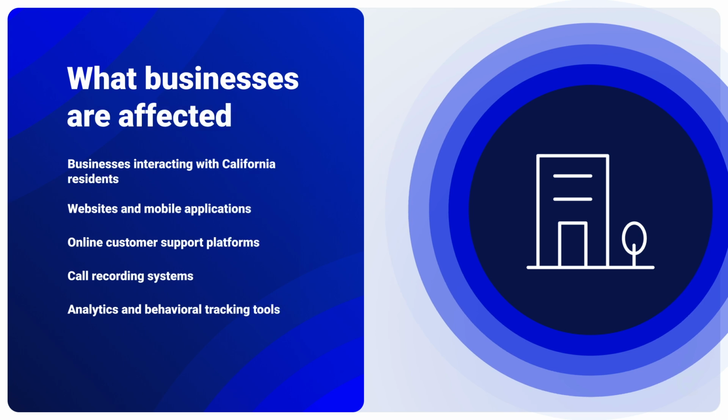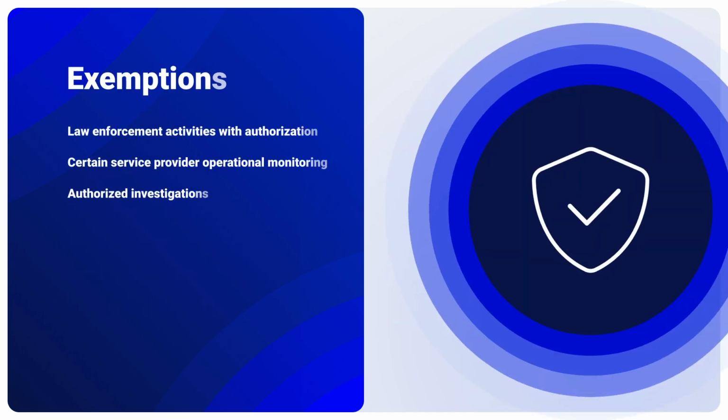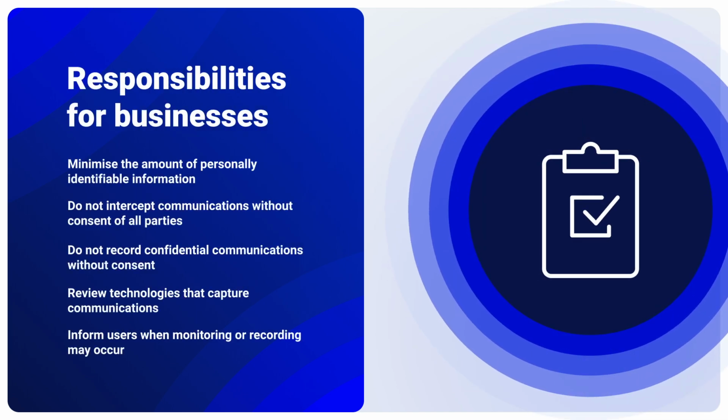The CIPA can apply to businesses that interact with California residents, which includes companies operating websites and mobile applications. It can also apply to online customer support platforms, and call recording systems may fall within scope as well. Last but not least, analytics and behavioral tracking tools can also capture communications that may trigger the law. The law includes several exemptions, such as law enforcement activities conducted with authorization, certain service provider operational monitoring, and authorized investigations.